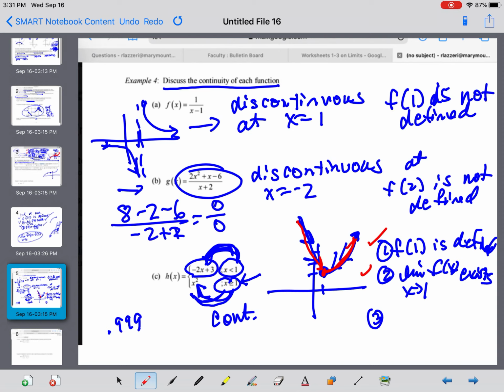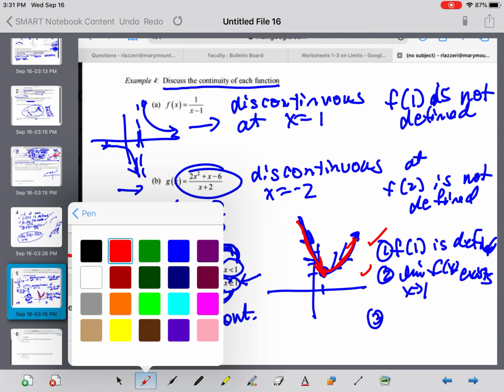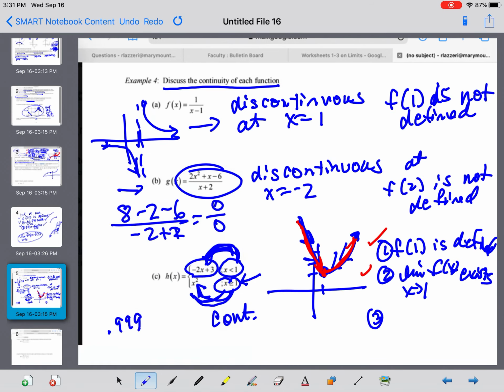The limit of f of x exists right here, like this, from the left and the right. And so then we can make our final statement: f of 1 actually equals the limit of f of x as x approaches 1. And so this one is continuous. Even though it's piecewise, I can draw this line and it goes right into this curve.